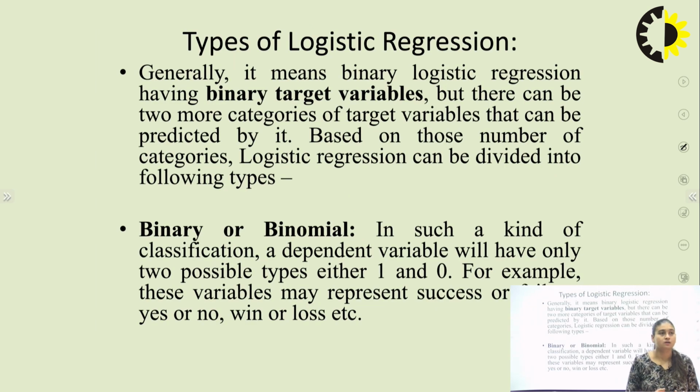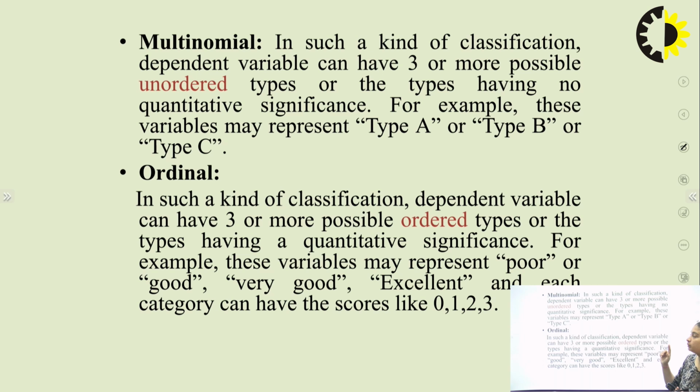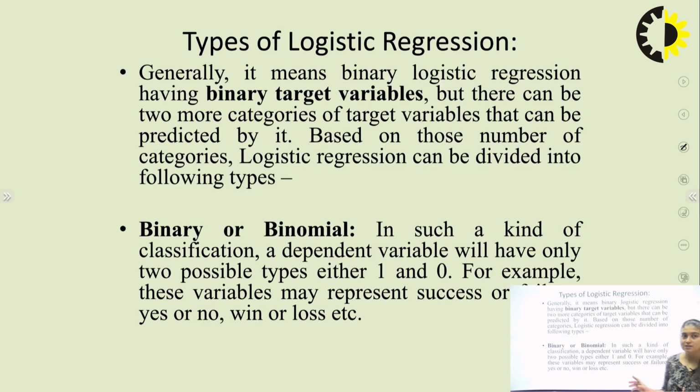So next we have some types of logistic regression. Two concepts we have studied so far in logistic regression: first was the sigmoid function and the S-curve. Generally, binary logistic regression has binary target variables, but there can be more than two categories of the target variable that can be predicted by it. We divide logistic regression on the basis of the number of categories, so it can be categorized into binary or binomial, multinomial and ordinal.